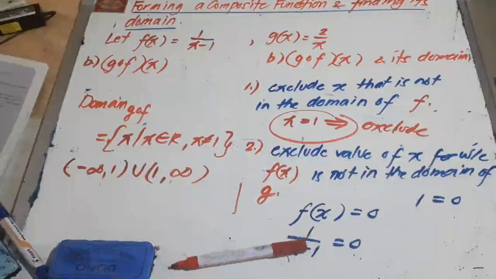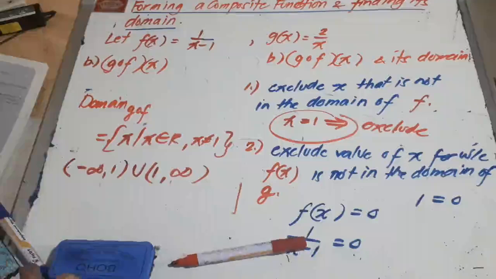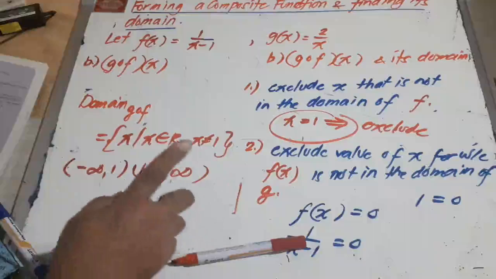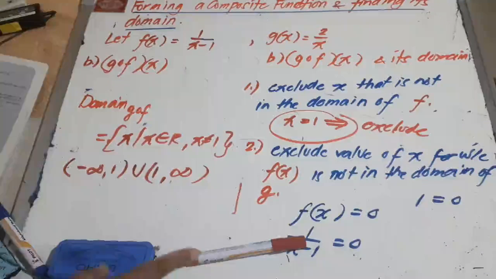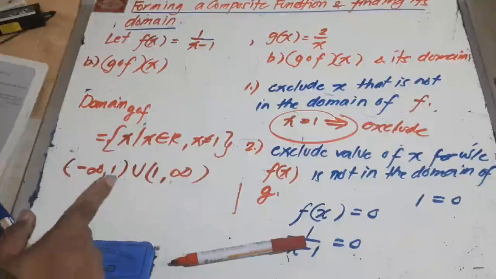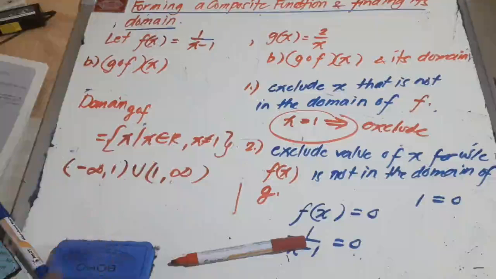So that is how to form or to determine the composite function and its equivalent domain. Okay? And as you can see, f circle g is not equal to g circle f. Okay? So that will be my example in composite function. Thank you.